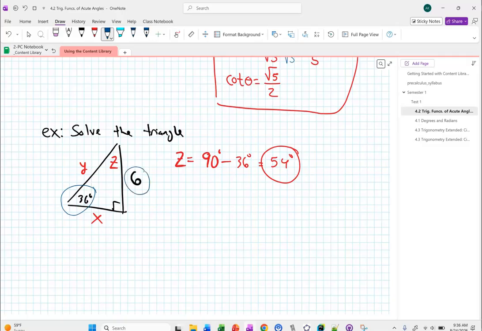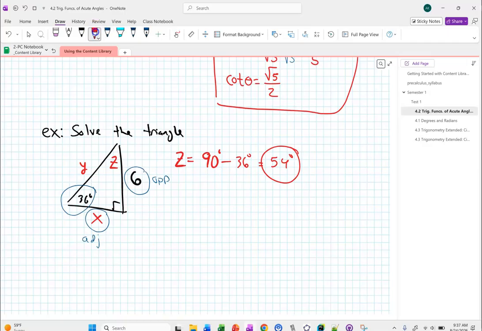We know the 6, which is the opposite side relative to the 36, and we're looking for the x. That's the adjacent side. Which trig function do I want to use? Tangent. Why not cotangent? I actually did use cotangent just because I think it's easier to have the x on the bottom, but there's no cotangent button on our calculator, so let's use tangent.